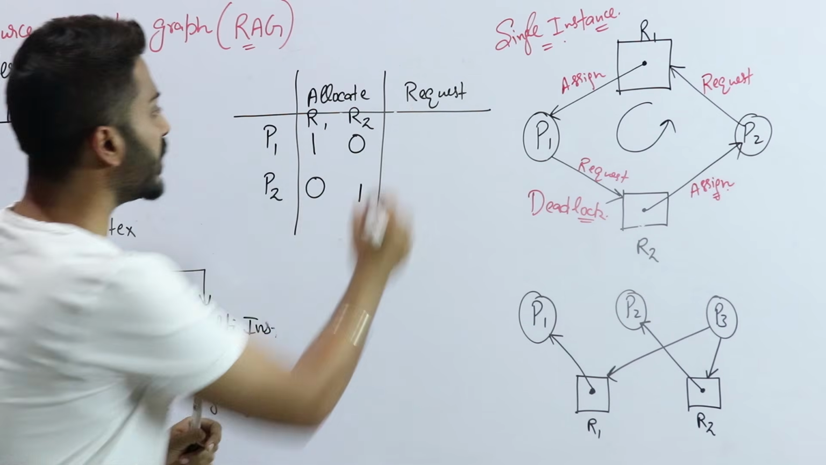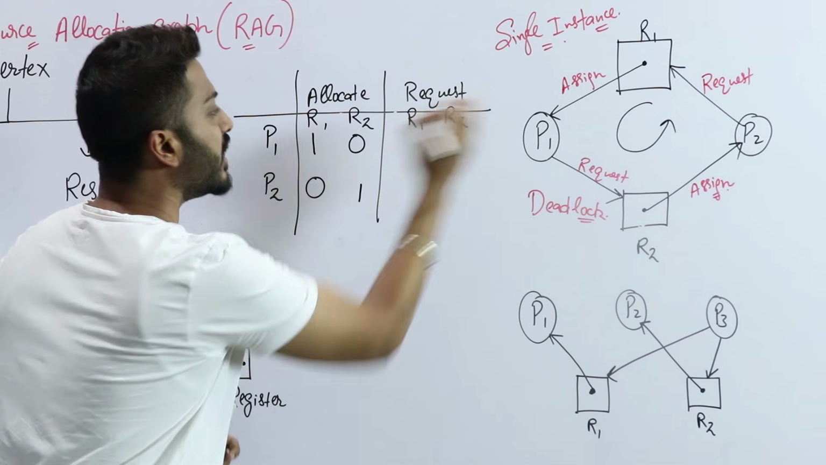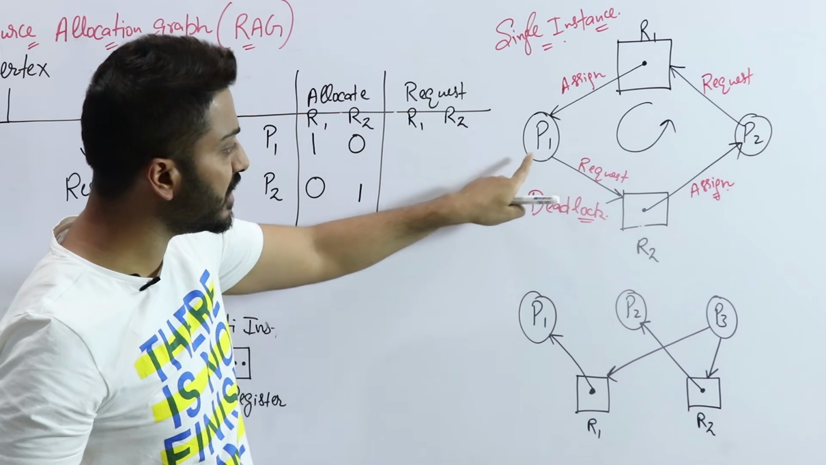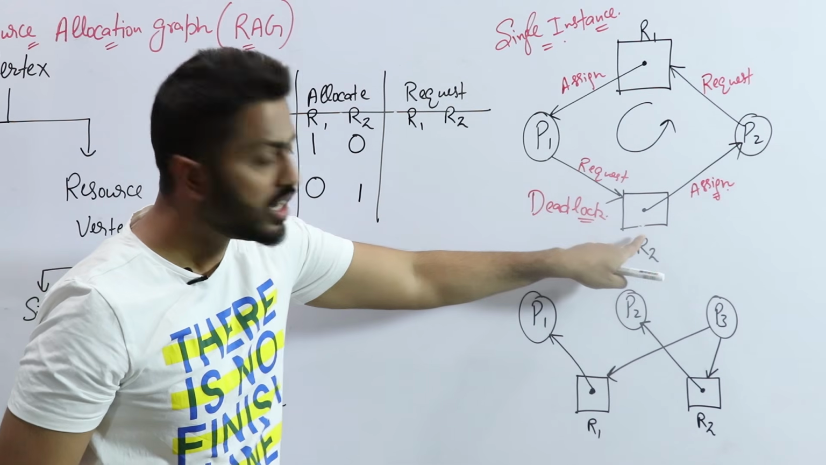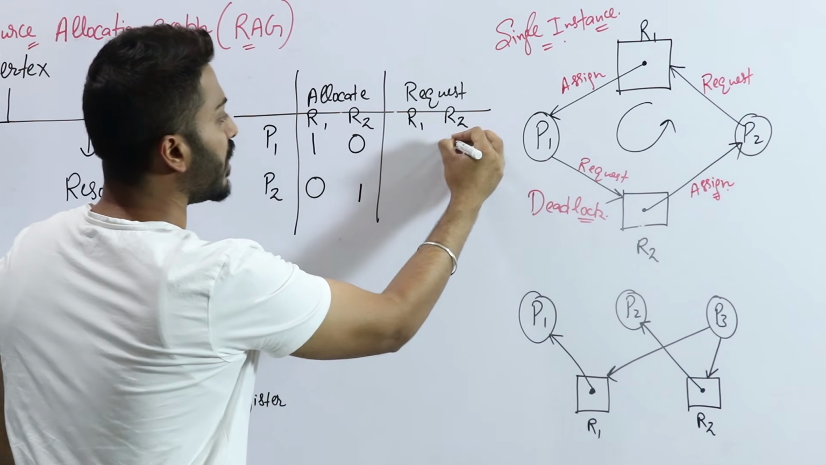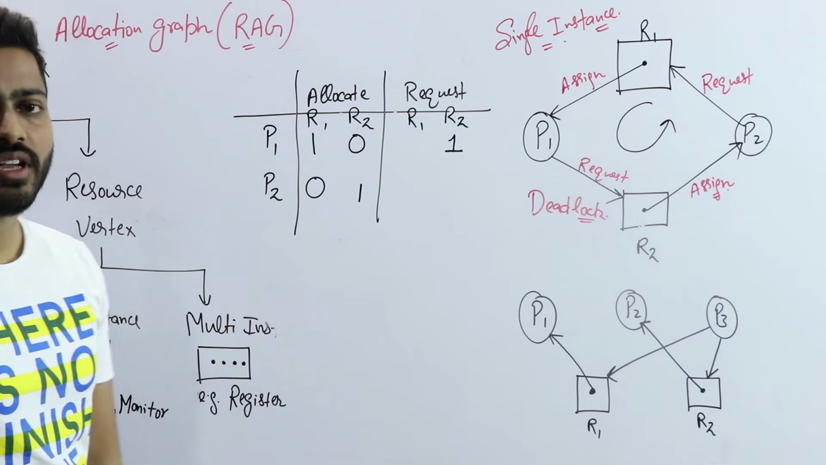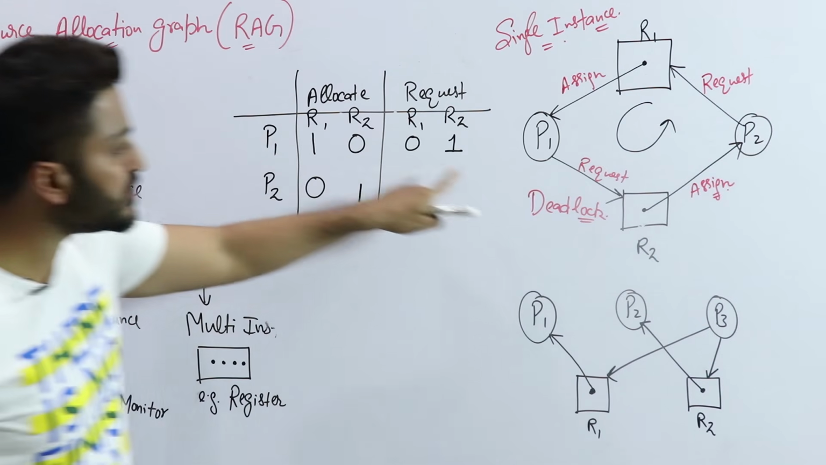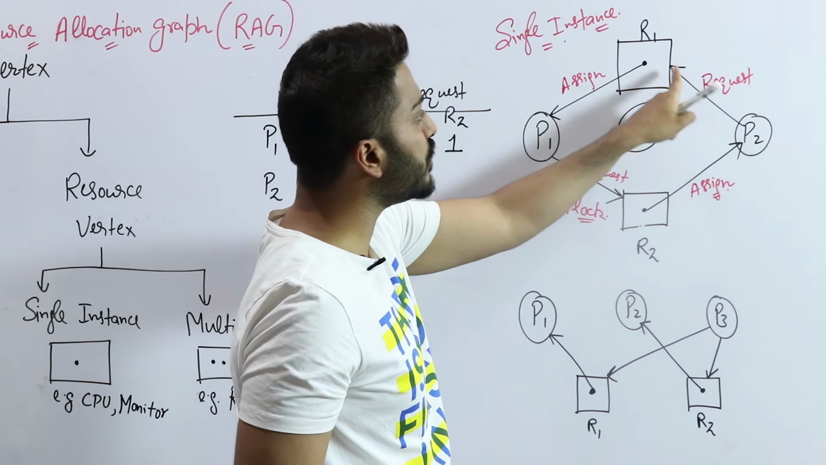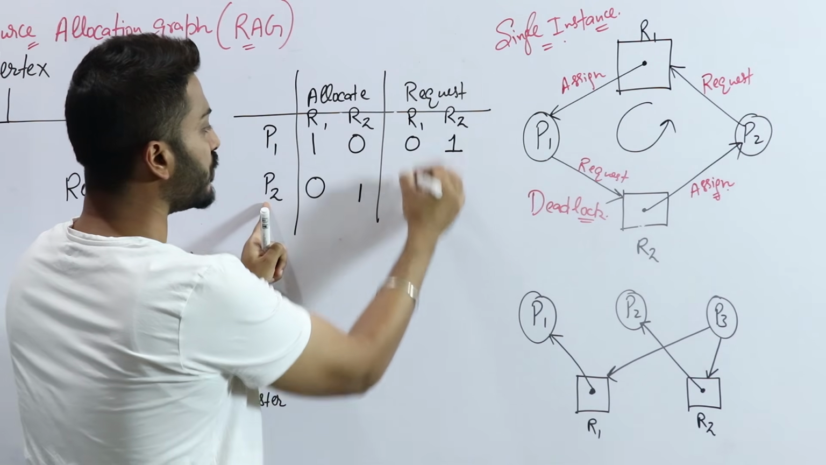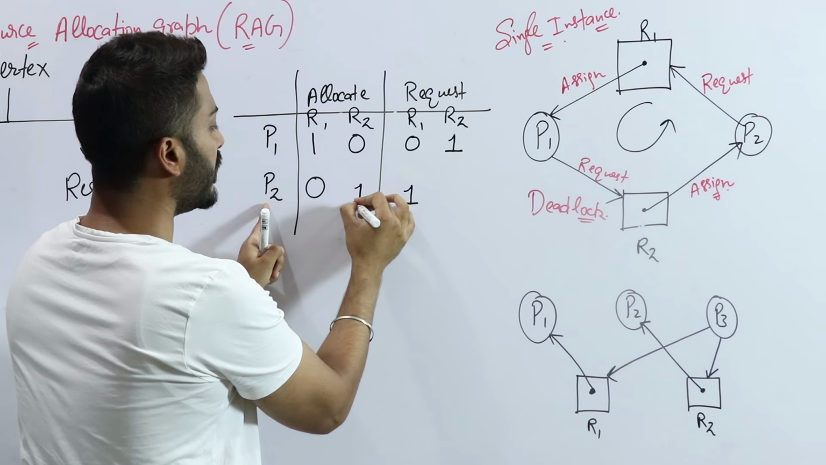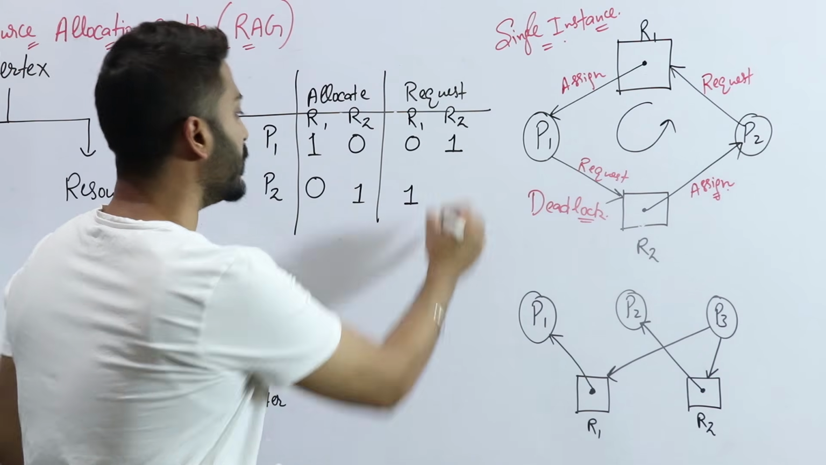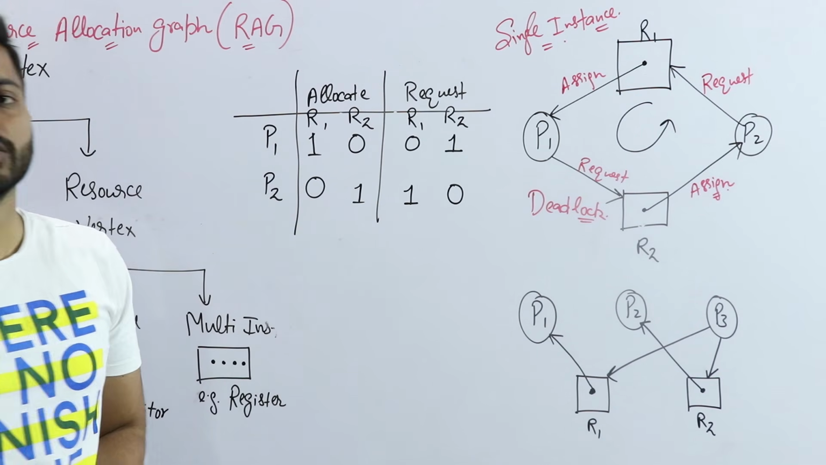Then we write the request for the same resources, R1 and R2. P1 is requesting R2. You can clearly see P1 is requesting R2. So under R2 we can write 1. P1 is not requesting R1, so we can write 0. P2 is requesting R1. So just write 1 for R1. And P2 is not requesting R2 because it is already holding that, so just write 0 there.